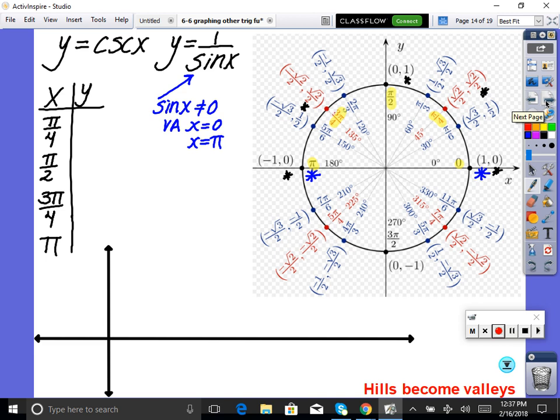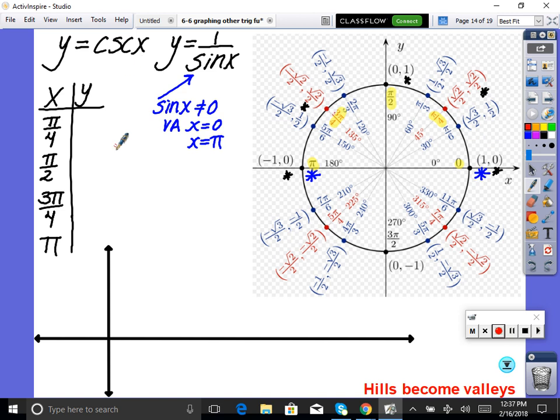Hey, we are almost done with the lesson. So we're going to be graphing cosecant. Once again, because cosecant is really 1 over sine, we are going to have vertical asymptotes. However, you're going to find this to be really easy. The first time is going to feel weird, but then after that, you're going to be like, wow, that is so dang easy.